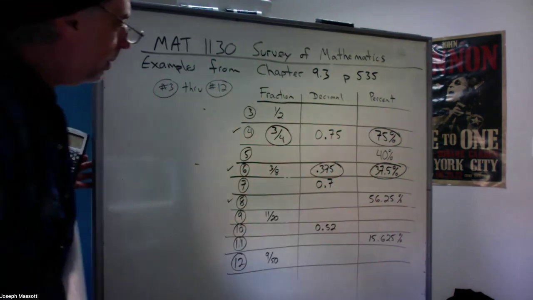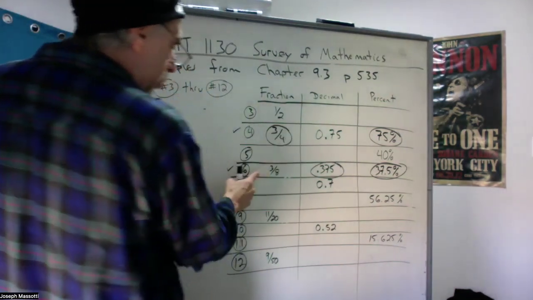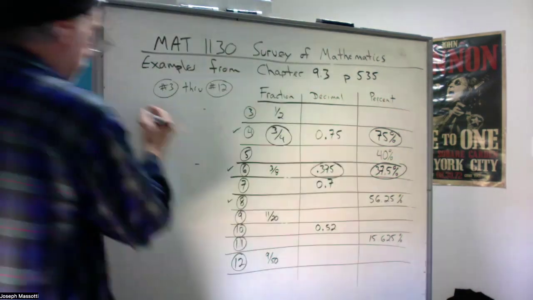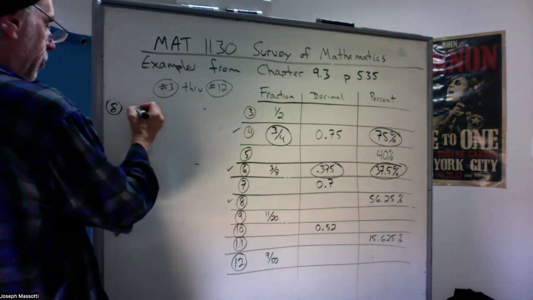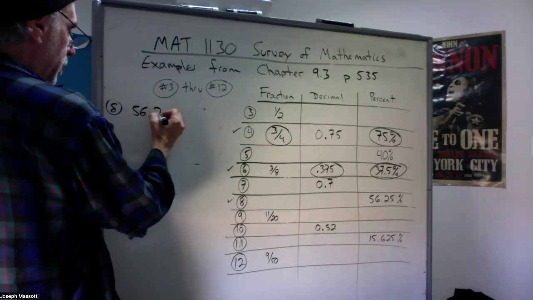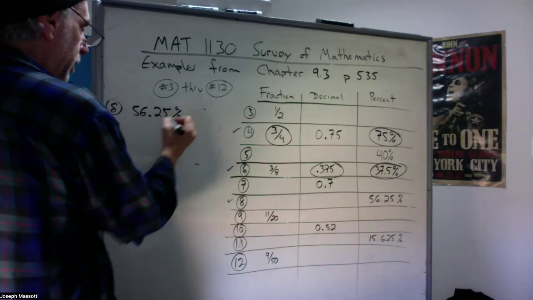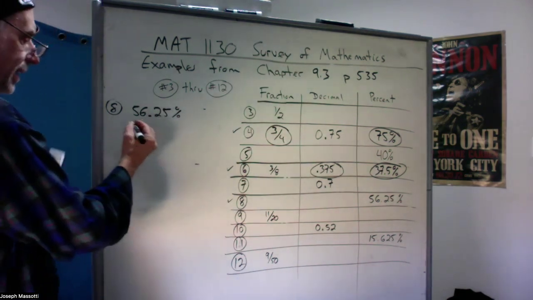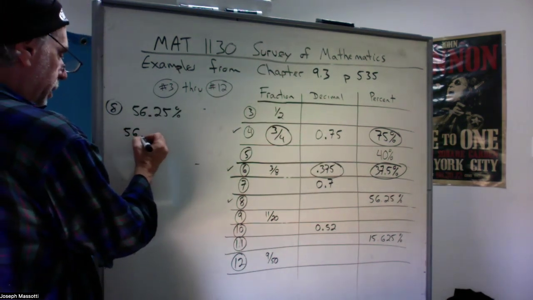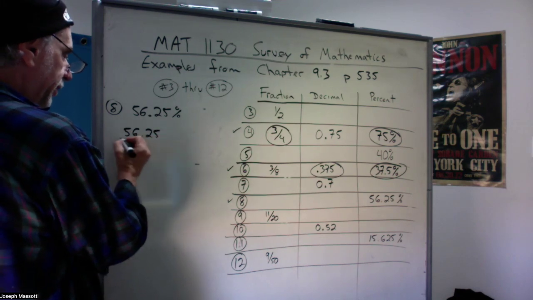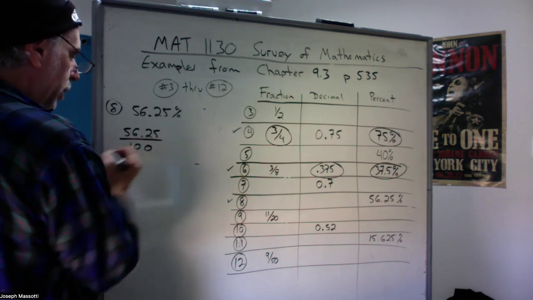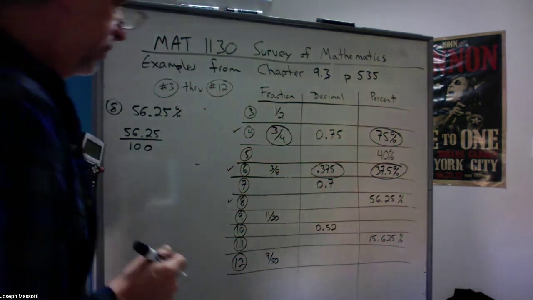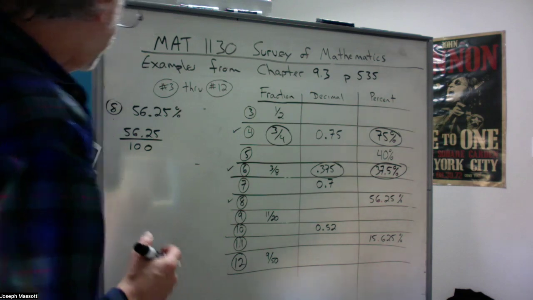Okay, so we did one where we were given the decimal, we did one where we were given the fraction. Let's go to number 8, where we're given the percentage. So number 8, we're given 56.25%. So we have 56.25 parts out of 100, right? 56.25 parts out of 100. And we need to find the fraction and the decimal.